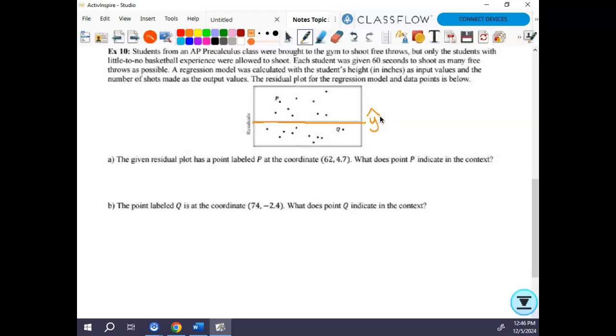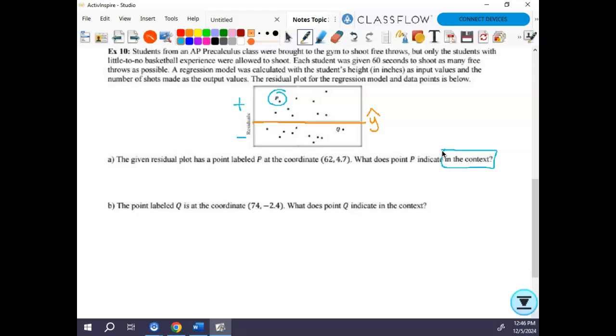Then it says the given residual plot has a point labeled P. There's P right here. At the coordinate 62, 4.7. What does point P indicate in the context? Okay, so that point P there, is that a positive or negative residual? Positive, okay, because just like everything else, this is positive, this is negative. Now, I can say that, but that's not what it's asking in the context. So we have to talk about the basketball shots and the kids.